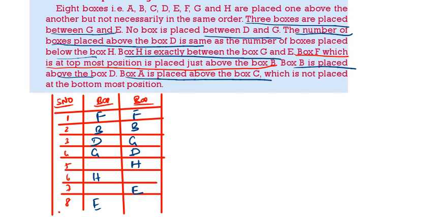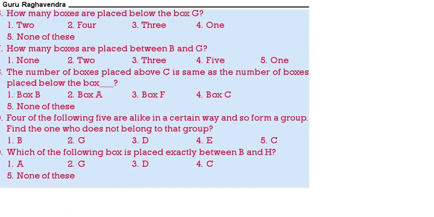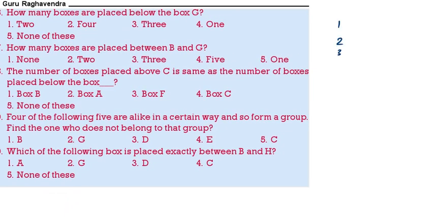Then A is placed above C, C which is not placed at the bottommost. Here C is placed at the bottommost. So this one is wrong, because C should not be placed at the bottommost. So this is the correct arrangement. Now based on this we should answer the question. 1, 2, 3, 4, 5, 6, 7, 8. The boxes F, B, D, G, A, H, C and E.